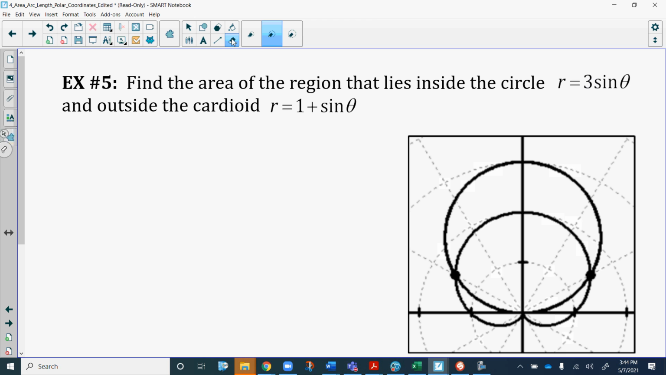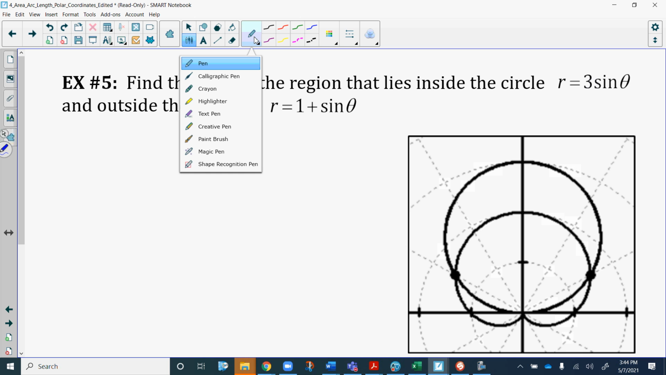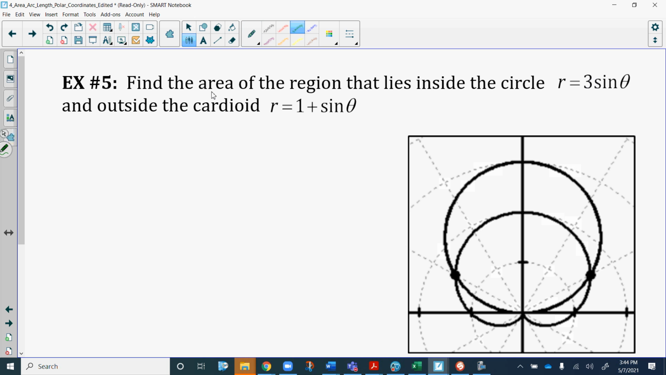Okay, and so let's see what we're talking about here. What this one is asking us to do, it says find the area of the region that lies inside of the circle and outside of the cardioid. So the stuff that's inside of the circle but outside of the cardioid is all of this kind of crescent shape here. That is what we're asked to identify. What is that area?